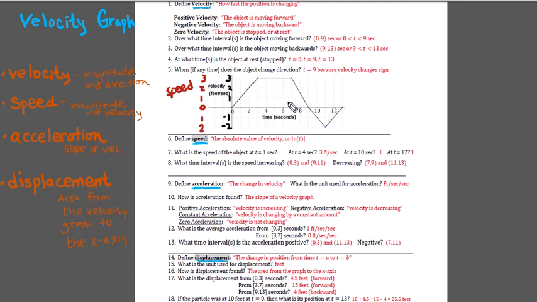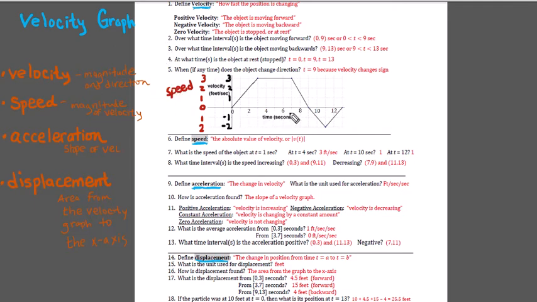And notice that this is a velocity graph, so we're just going to use the graph to get that information. What speed is, what acceleration is, and what displacement is. So we're going to start with the first couple of vocab words throughout these questions here, basically 1 through 8. So let's take a look.